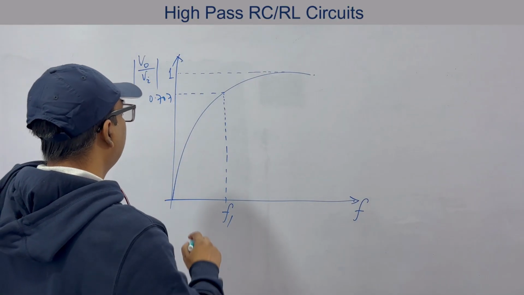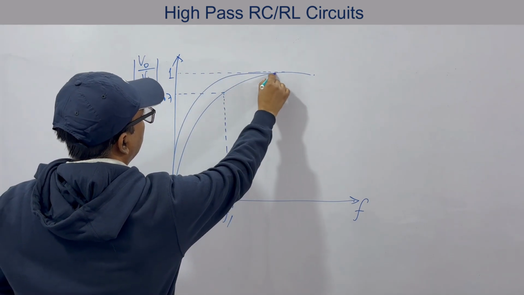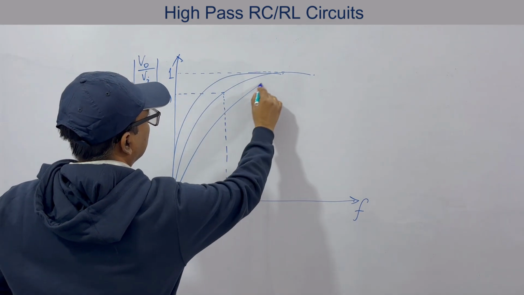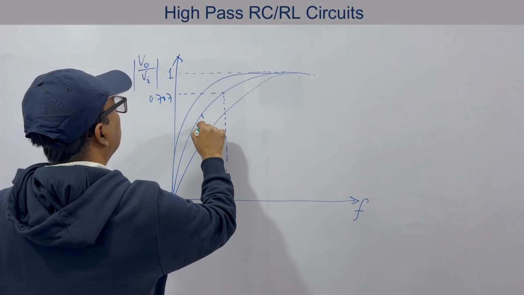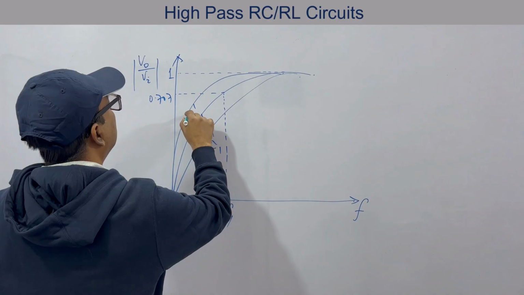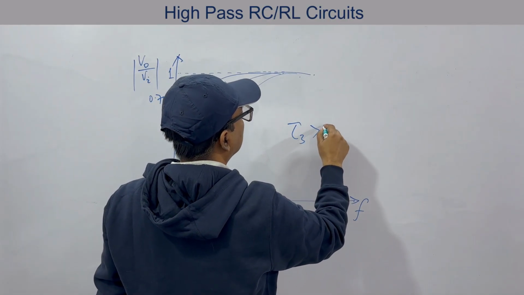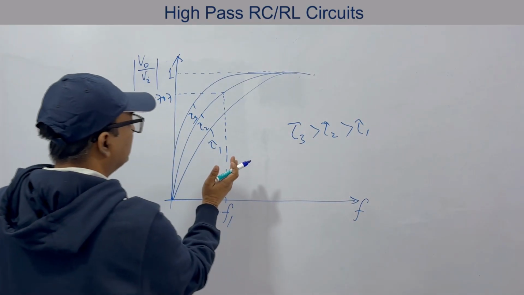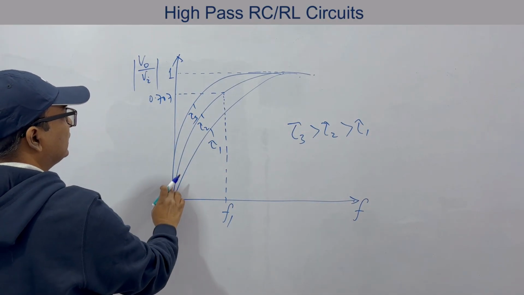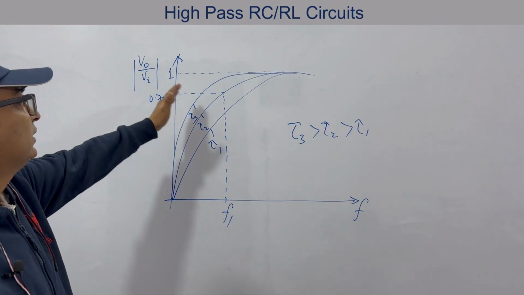Another thing is, see, you will have signals like this. If this is for tau 1, if this is for tau 2, and if this is for tau 3, then tau 3 is greater than tau 2. That is, with increasing tau, the signal is more precise. Okay, that is, attenuation is very high.